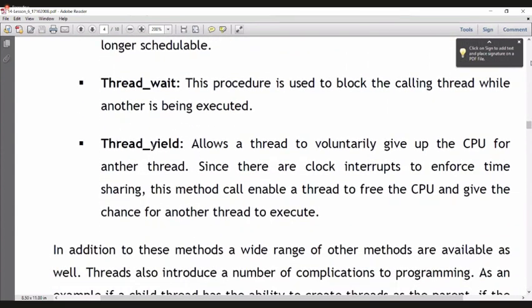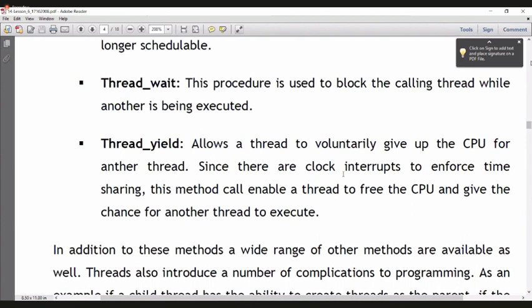Then this one, thread yield, allows the thread to voluntarily give up the CPU. So if you are in the CPU, you can call this yield command to give up the CPU, so that you give space, you give a chance, to another thread. So voluntarily giving up, that is thread yield.